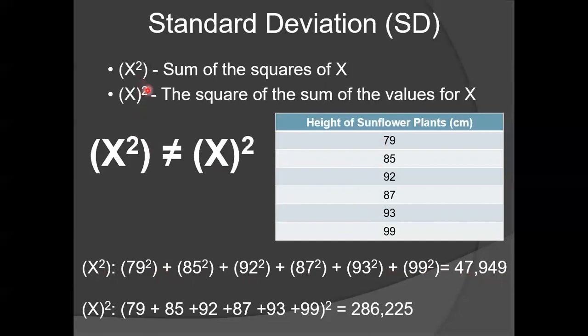When the exponent is outside of the parentheses, this indicates the square of the sum of values of x. What that means is to calculate this value, you will add up each individual data point in the set and take the square of that value. So the value of (Σx)², with the exponent outside the parentheses, is 286,225.